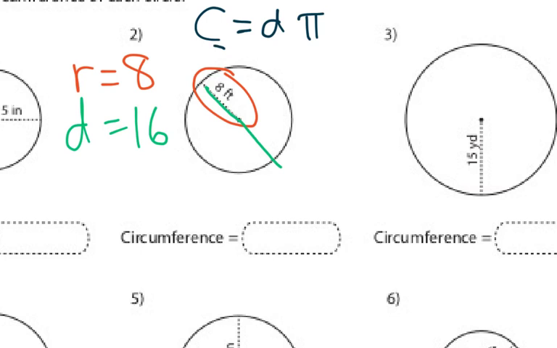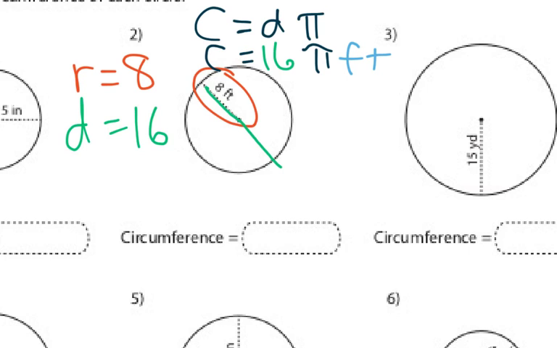So the circumference would be 16 pi, and that's okay. And we got feet, don't forget our feet. 16 pi feet, and that's our answer. And we can leave it like that. Or we can push our calculator, you know, 16 pi, enter, and it'll give us the decimal version.